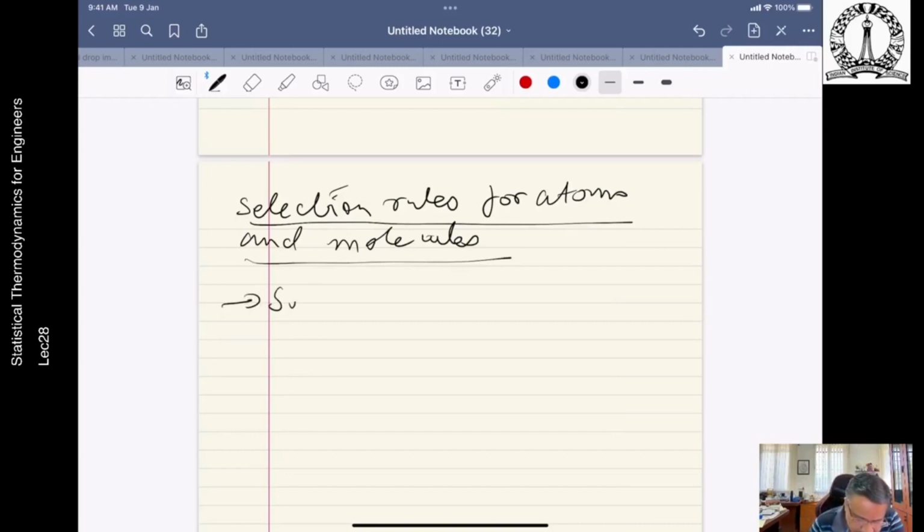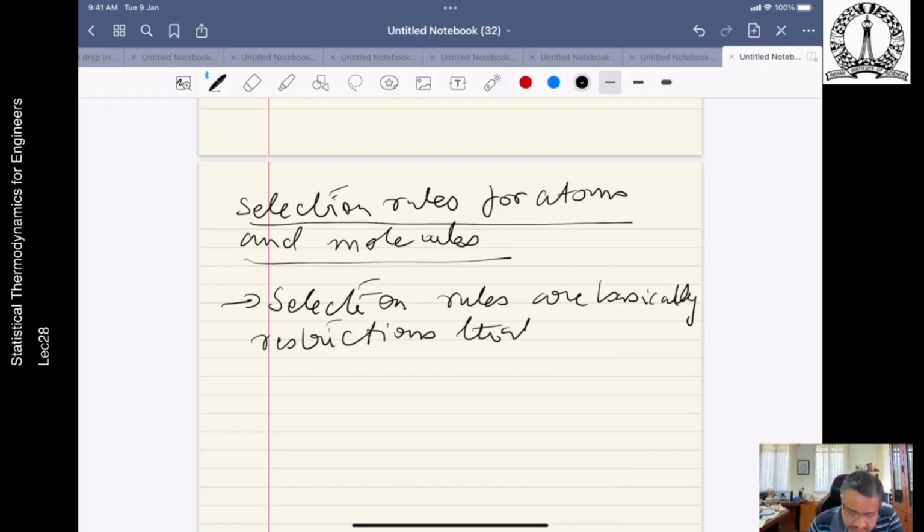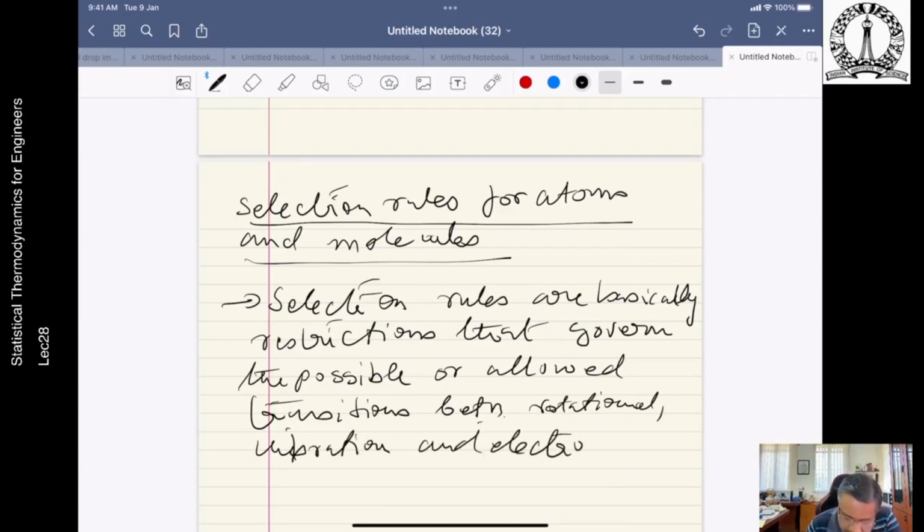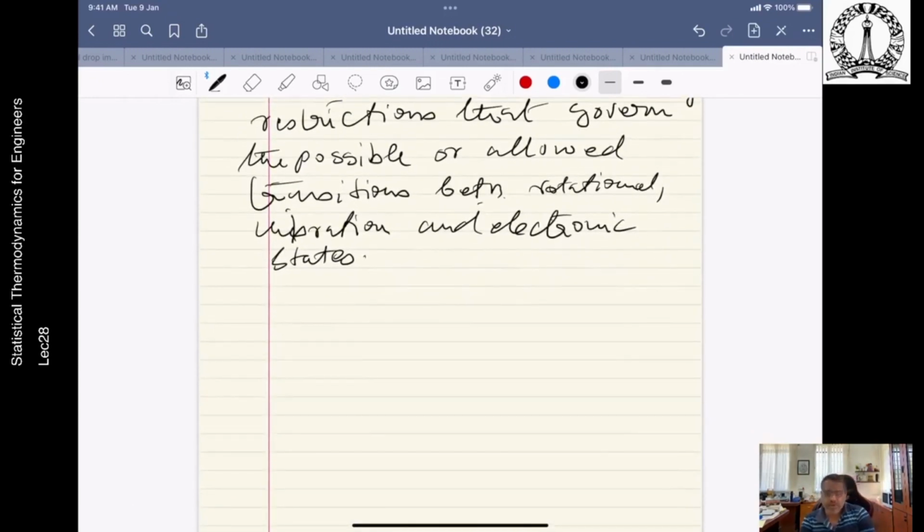So selection rules, what are selection rules? Selection rules are basically restrictions that govern the possible or allowed transitions between rotational, vibrational, and electronic states.